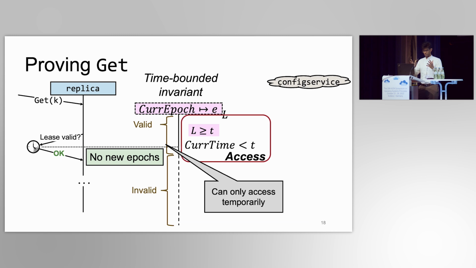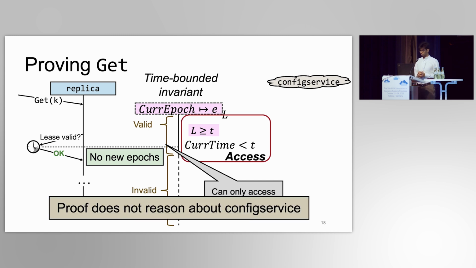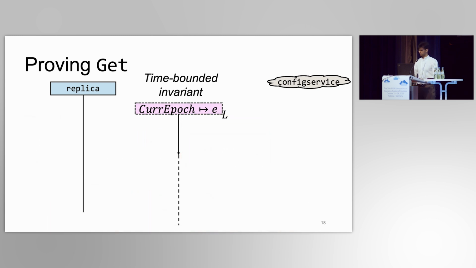What's notable about this proof argument is that this proof didn't at all talk about what exactly the config service is doing. To fully understand how this is still capturing the interaction between the two of them, let's look at how we reason about the config service and forget about the replica server for the moment.